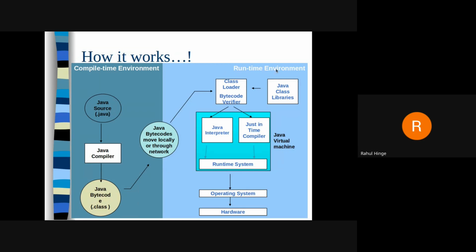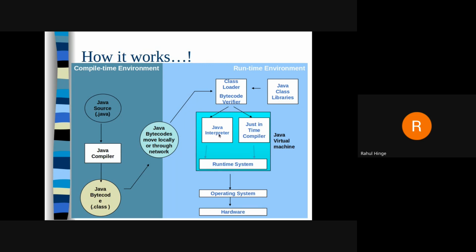It goes to the runtime environment. In the runtime environment, there are two boxes, class loader and class libraries. The class loader loads this class file and whatever supporting libraries are required, which load from the JRE, Java runtime environment, or JDK we can say. Then the bytecode verifier verifies the bytecode. Then it goes to the JVM. Inside the JVM, there are three things: runtime system, interpreter and just-in-time compiler.